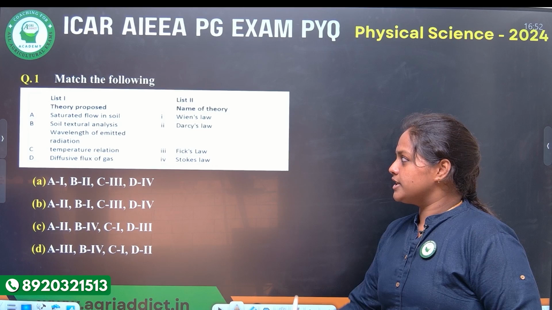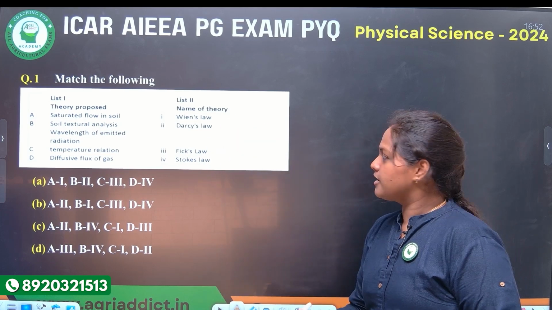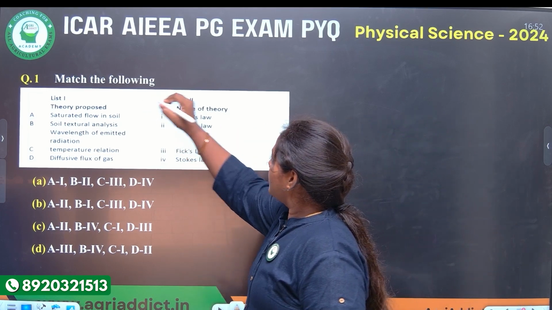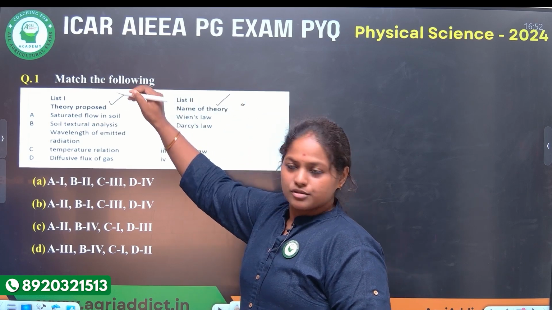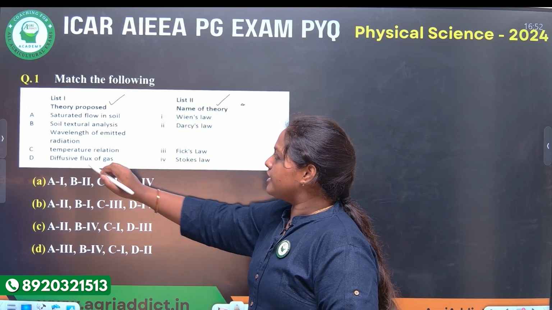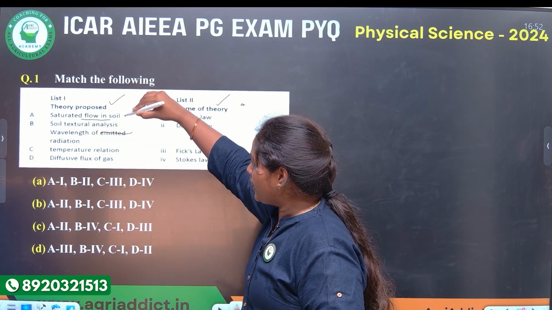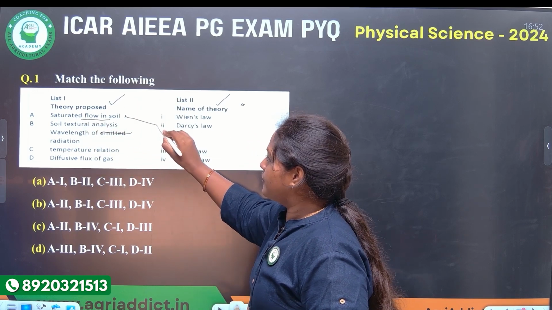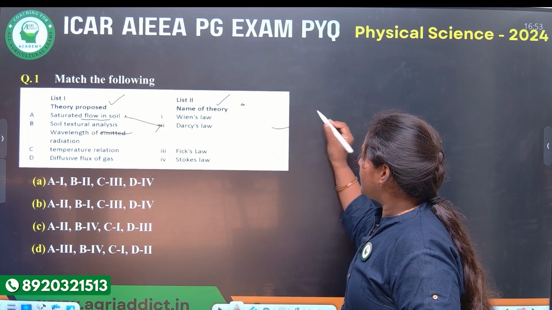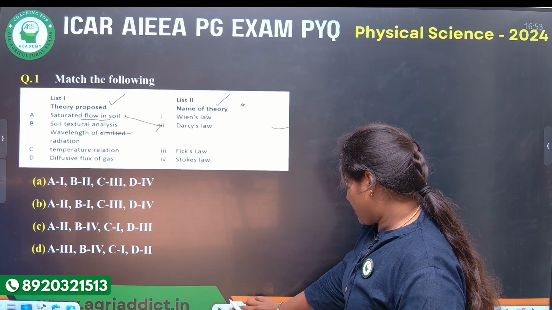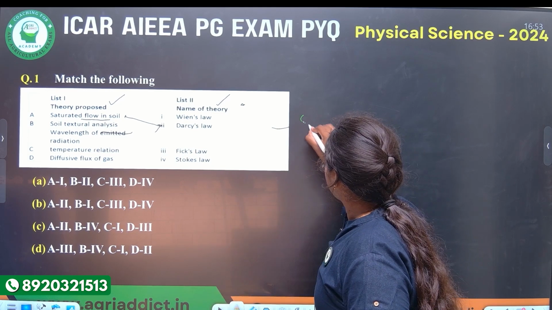Moving on to the first question. Look at the matching they have given. They are asking about the name of the theory along with the theory proposed. So if we see here, saturated flow in soil, the theory was proposed by Darcy, that is famously called Darcy's law. The same we will get from which part of soil science? Soil water.